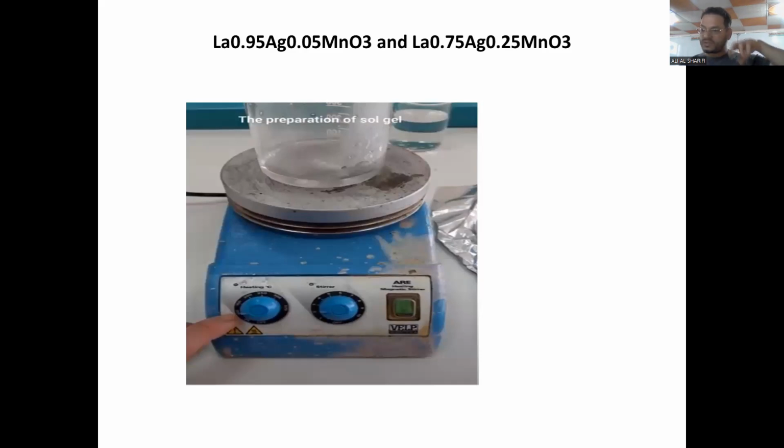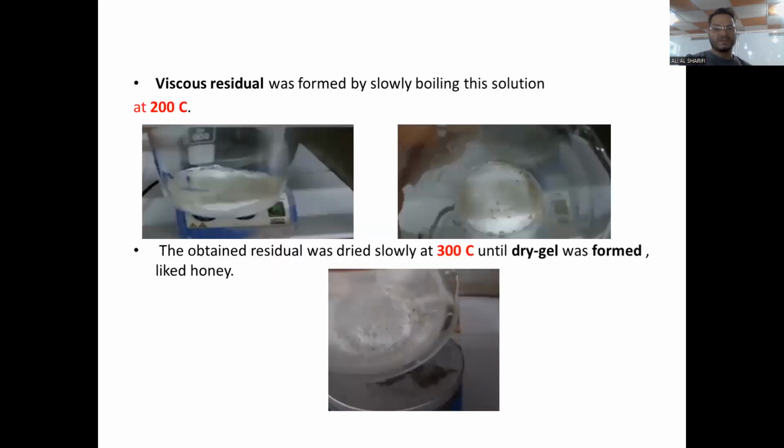At the same time, we can increase the temperature, not too high, but we can start from 100. In my works, I started from 100 Celsius, but here the researchers started from 150. From 150, by using this magnetic fish and this device, the researchers could reach the dense solution. Here, a viscous residual was formed.